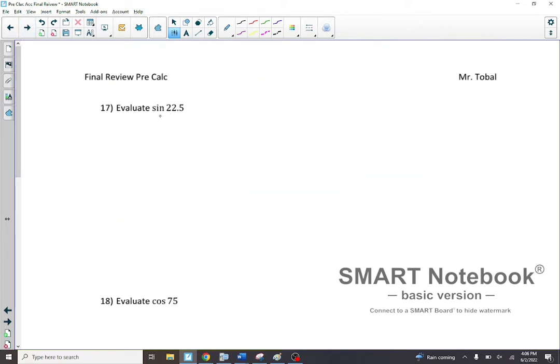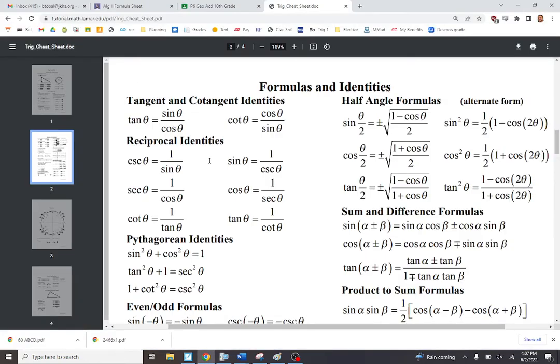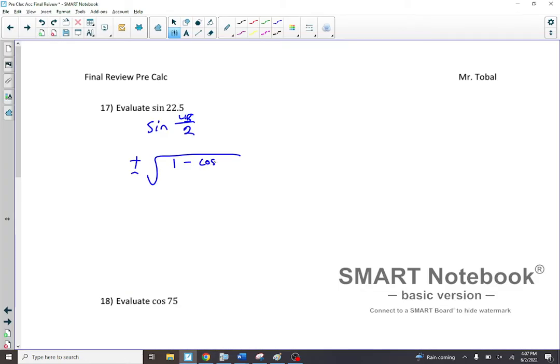All right, evaluate sine 22.5. I'm going to show you how to do it, but you could use the calculator to confirm, like if the decimal matches what sine 22.5 is. But this is a half angle, so we know it's going to be sine of 45 divided by 2. So I can rewrite this as plus or minus the square root of 1 minus cosine of 45 over 2.